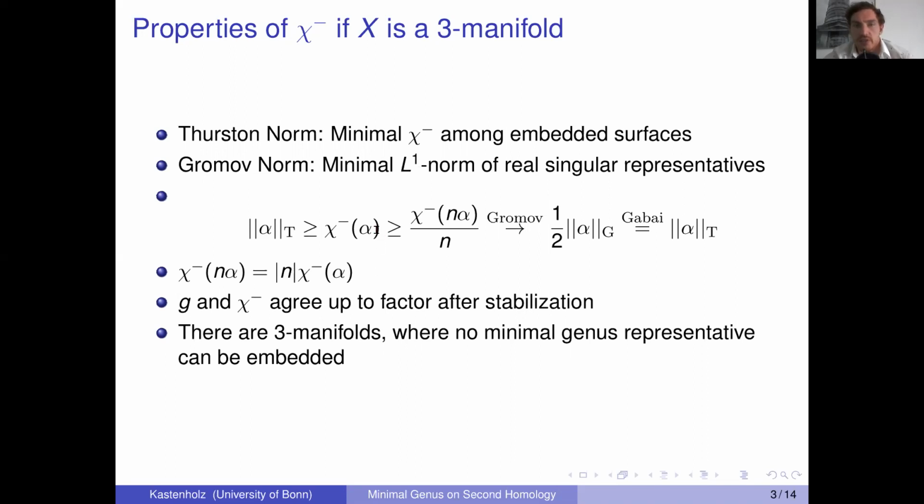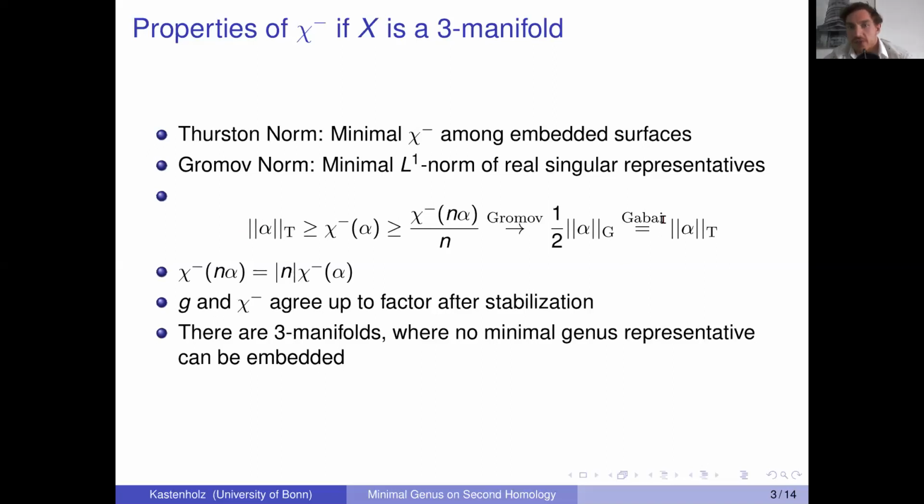It's quite easy to see that we also have this inequality here, because a representative of n times alpha can always be given by taking a representative of alpha and precomposing it with an n-fold cover, which of course multiplies the Euler characteristic by n. Then there's a theorem by Gromov, which tells us that this converges to half the Gromov norm. And now there's a theorem by Gabai, which tells us that half the Gromov norm is actually equal to the Thurston norm.